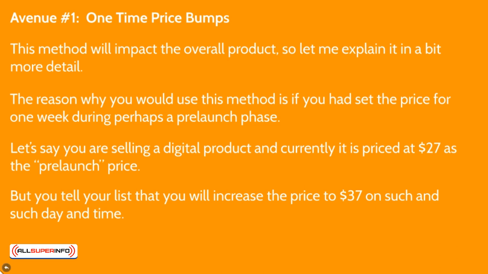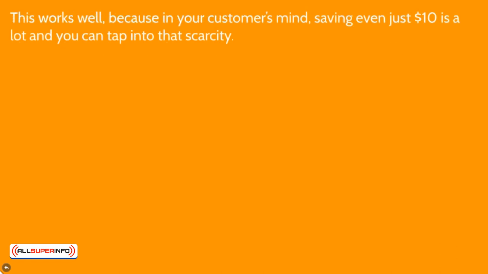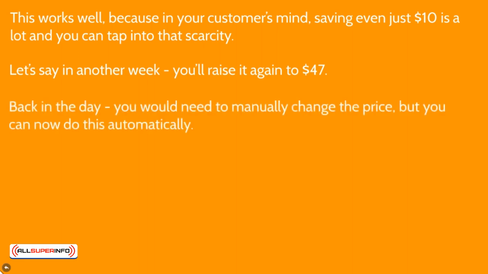Now, typically back in the day, you would have to wait till that exact moment and you would have to increase the price. Now with JVZoo.com, you can actually set it to automatically increase the whole price for that particular product, which makes life easier, especially if you're away and you're on vacation, or even if you're running errands or something. That way it can automatically happen. And this works really well because in your customer's mind, saving even just $10 is a lot of money and you can tap into that scarcity. So let's say in another week, you decide to raise it again to $47. You can do that again with JVZoo.